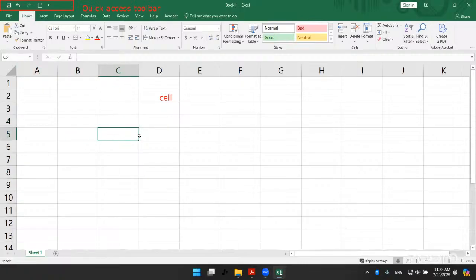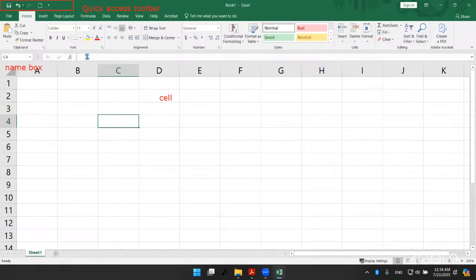When we click each cell, you can see the name in this box is changing to the name of the cell. So we call this box the name box. This box is used to show the name of the selected cell. That's what we call the name box.